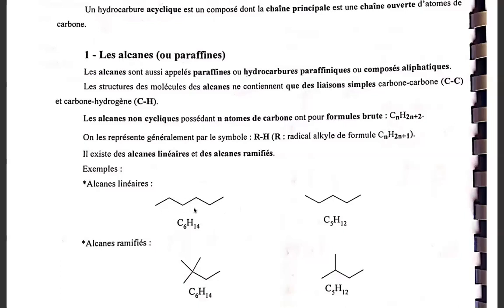With this zigzag representation, the carbon atoms go up, come down, up, down, up, down. La forme topologique, ou bien la forme zigzag. So la chaîne principale is this same one. Is it clear for this one? For alkanes linear, is it clear?